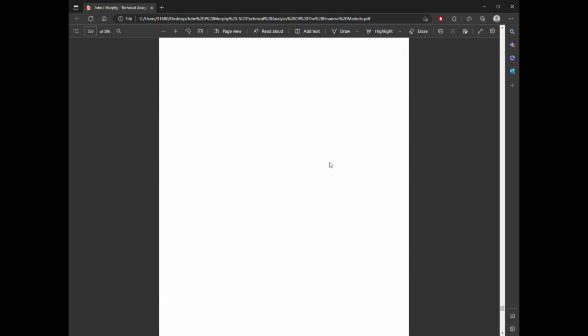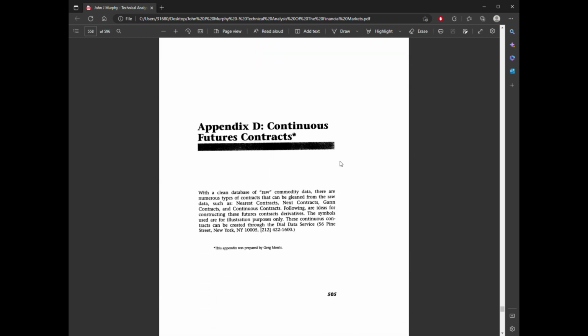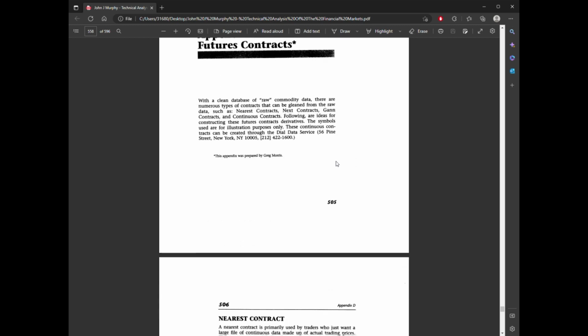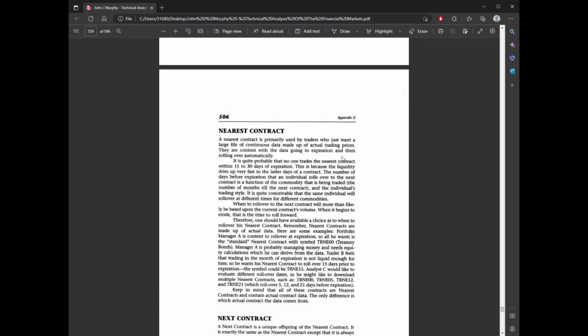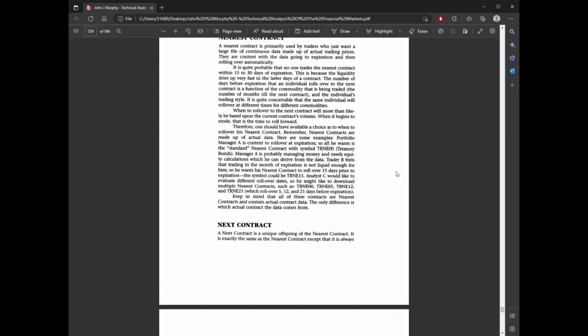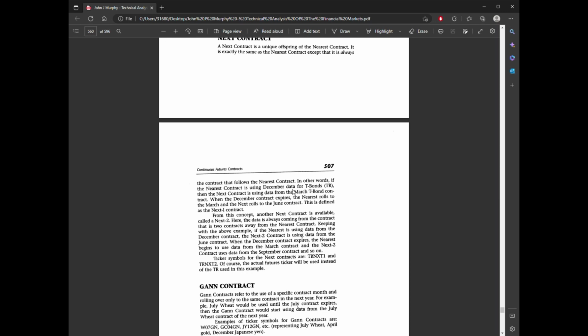Then there's one more, I believe. Yeah, so the last one, continuous futures contracts. And, well, I actually didn't dig too deep into these, but I'm just stating what there is. So we've got the nearest contract, which 15 to 30 days before expiration is actually going to go and look for a new contract. And I'm not sure if it's automatic or people actually go there. I think they call it a rollover period.